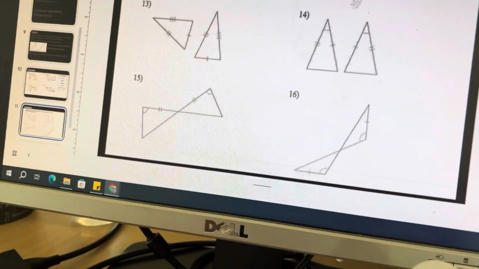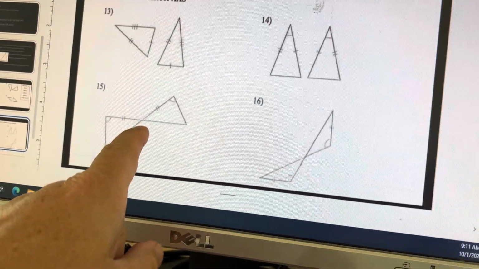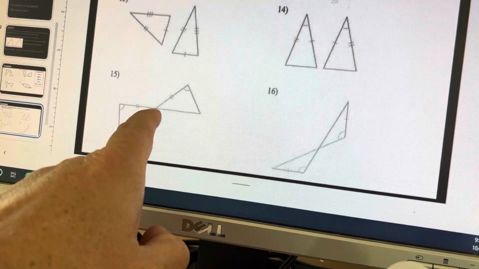On number 15, it looks like we just have an angle and a side, but the missing marking here is that we have this angle at the middle. So that's going to be angle, side, angle on both of these.